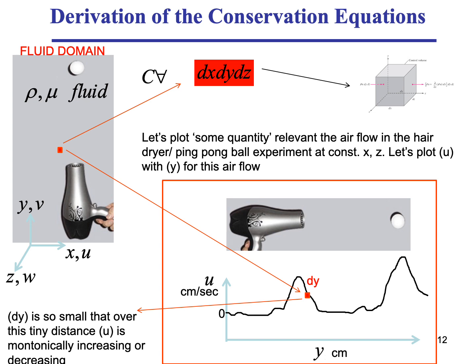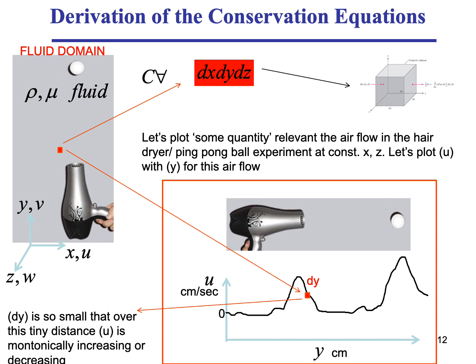So this is what I mean by an inflection point, which means that we're making the assumption that within this control volume, my flow properties, could be the velocity u, the velocity component w, or the velocity component v, or even the pressure over this small dy, are monotonically increasing or decreasing. So no inflection point.